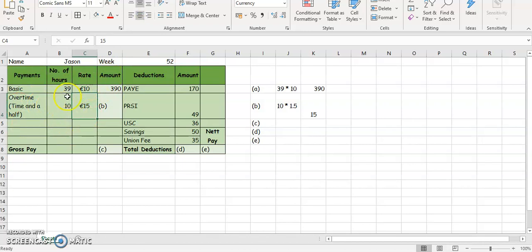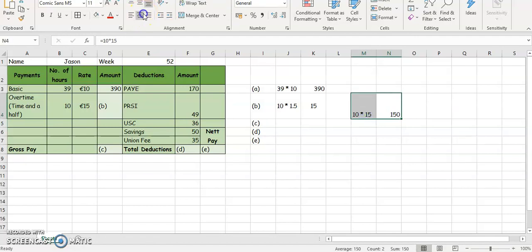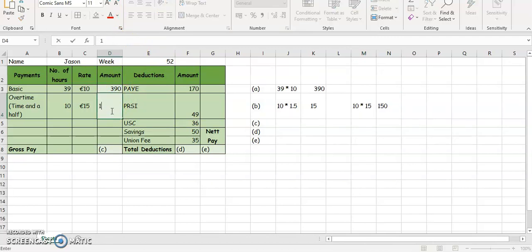This week he's worked 10 hours overtime. So to find out how much he gets, you take the 10 hours he's worked and multiply by 15, and that will give you 150. So he's earned 150 euros based on his overtime. So B is 150. How do we calculate C? We're going to add his basic and his overtime together. In your calculator, that's going to be 390 plus 150. So his total pay is going to be 540.